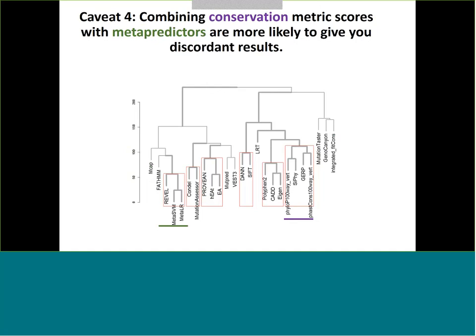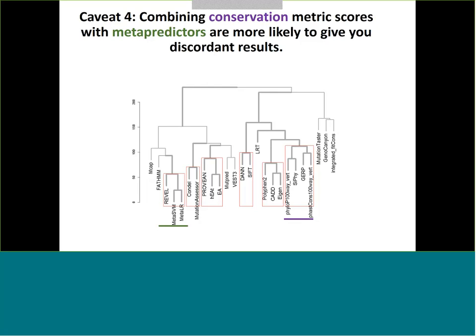So this figure is essentially taking all those scores from all these algorithms for approximately 15,000 variants and doing a clustering. And you can see that these algorithms cluster differently from the conservation metrics. For example, REVEL, MetaSVM, and MetaLR are more like metapredictors and functional predictors. Their scores are clustering differently from PhyloP and these conservation metrics.